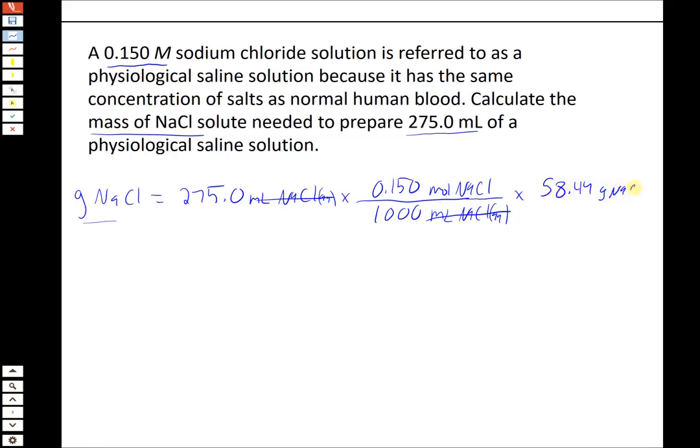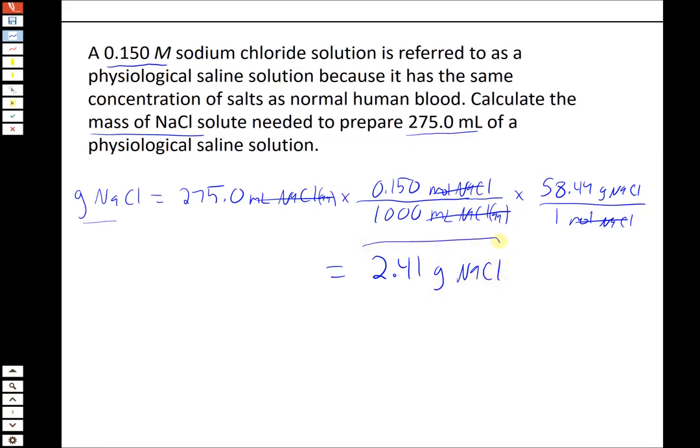So there's 58.44 grams of sodium chloride in 1 mole. So that allows us to cancel moles and calculate grams, which is what we're going to end up with in this problem. So we have 275 milliliters, 0.15 molar, and that comes out to 2.41 grams.